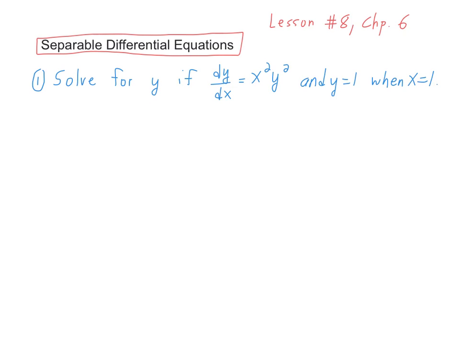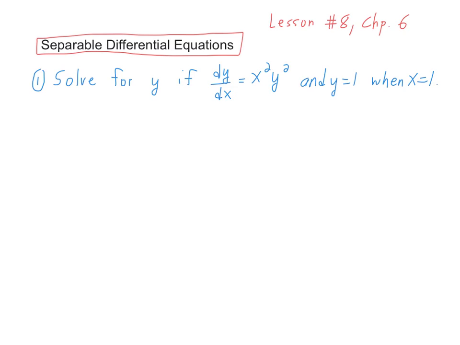Alright, so we're back to solving differential equations, but this time you're going to notice that the differential equation is not 100% in terms of x like we saw before. So here, notice we have a combination of x's and y. So we're looking to solve for y, and our differential equation is x squared y squared, and we're told a point on f of x, so we know that when x is 1, y is 1.